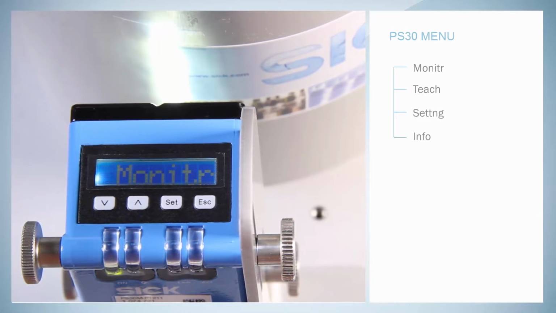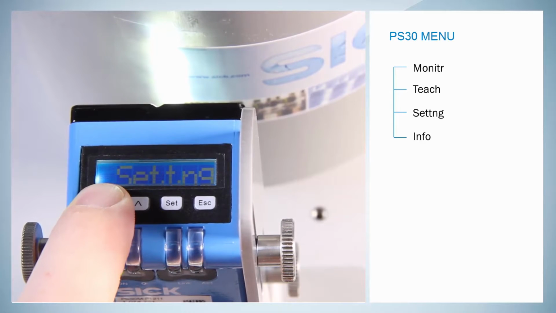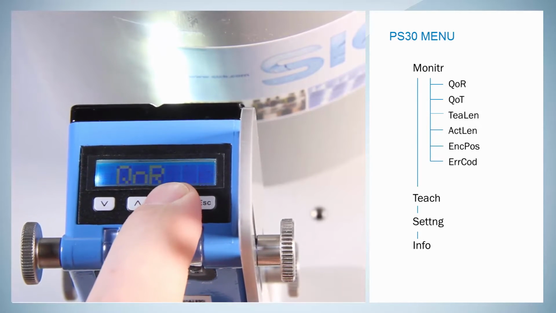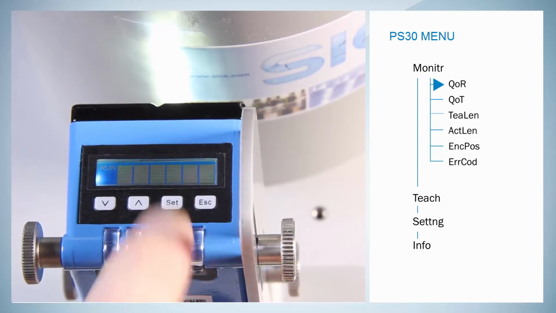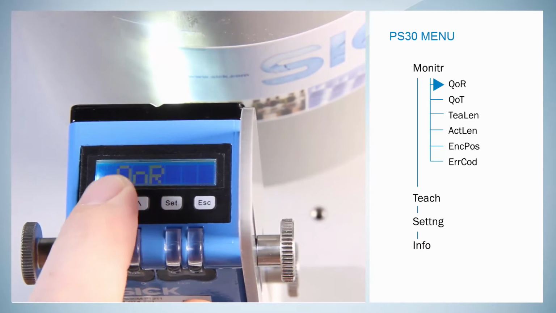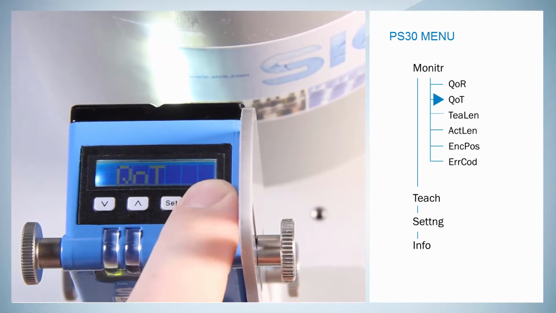On the first level of the menu, there are 4 different items: monitoring, teach-in, setting, and device info. There's a separate tutorial which demonstrates and explains the teach-in item. The item monitoring allows one to check and read out the current sensor status, such as quality of run, which shows the quality of run in up to 6 bars. The quality of teach shows the quality of teach in up to 6 bars.